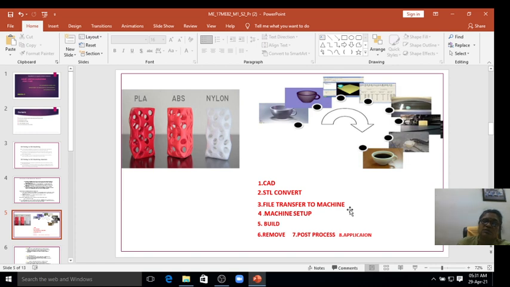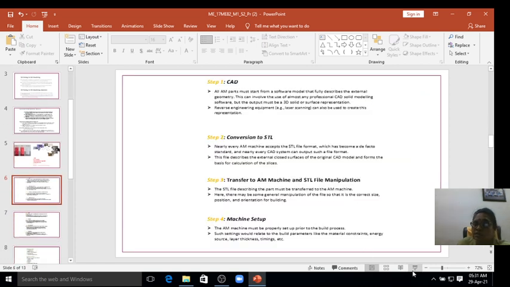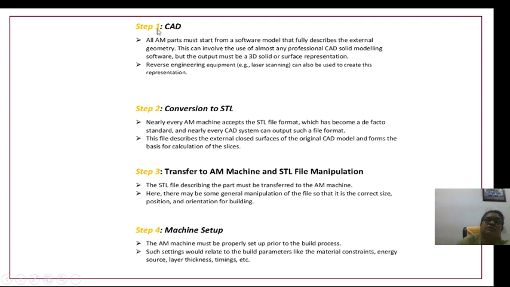Okay, so next thing is step 1. The steps involved in the production of AM parts. These are the steps that we are using in AM parts. First we'll have to develop the CAD model. Here all AM parts must start with a software model that fully describes the external geometry.